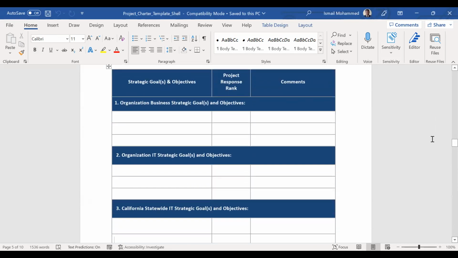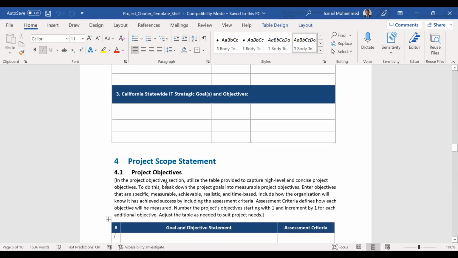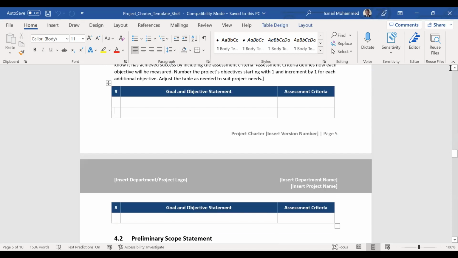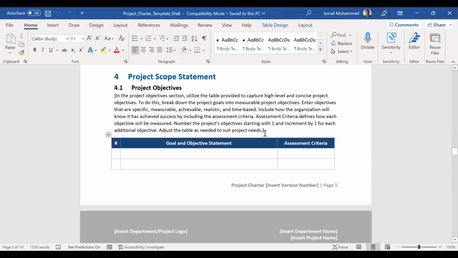So who is the person responsible for that one? All of this you will get from the business side, who is the IT side, who is that person. Then projects, this is where your statement comes. Project scope statement: if any scope statement is coming, you add it over here. You keep on adding that.